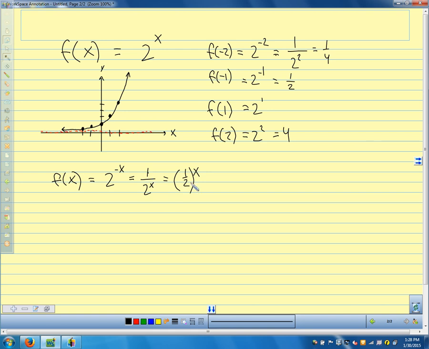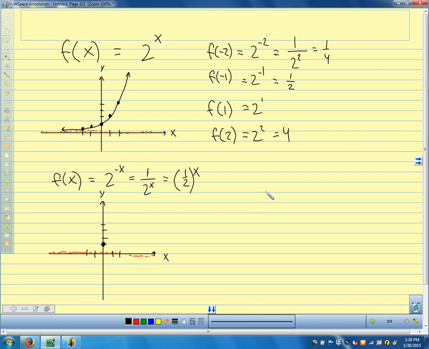So this gives me my base being a fraction. So now, based on what we said before, this should be a decreasing function. Rather than increasing, we should have a decreasing function. So let's sketch a graph of that. We're still going to have a horizontal asymptote at y equals 0. We're still going to go through this point 0, 1. That doesn't change.